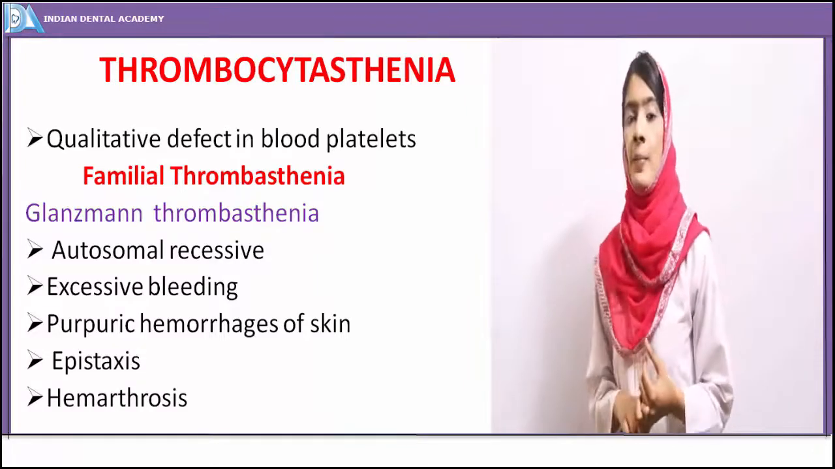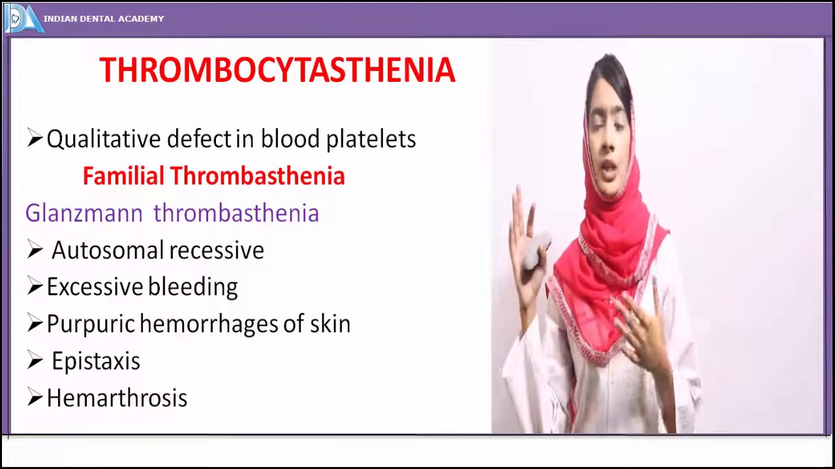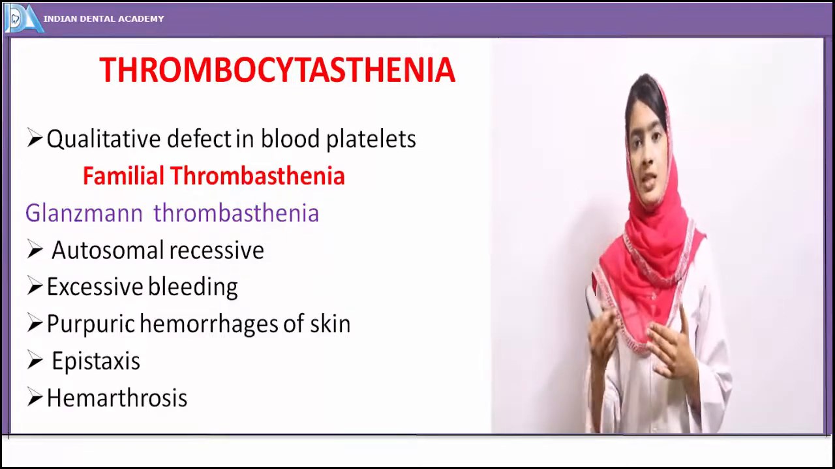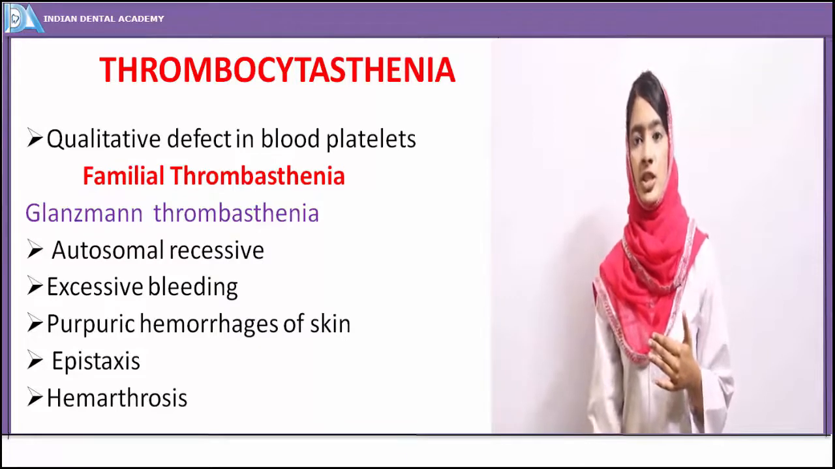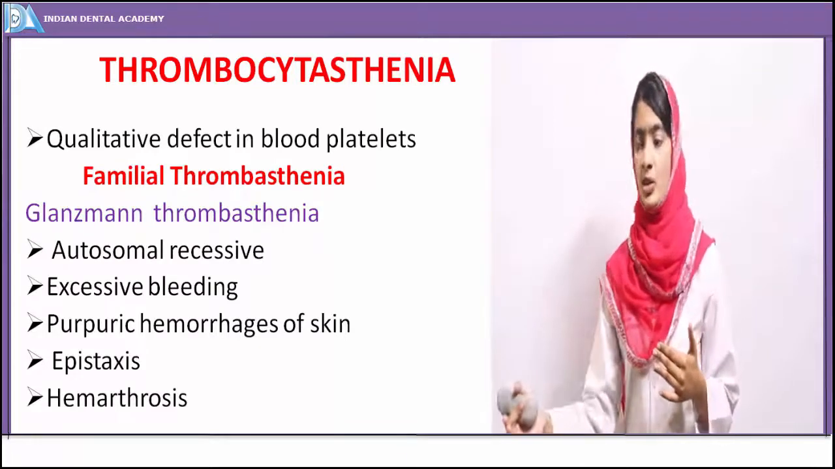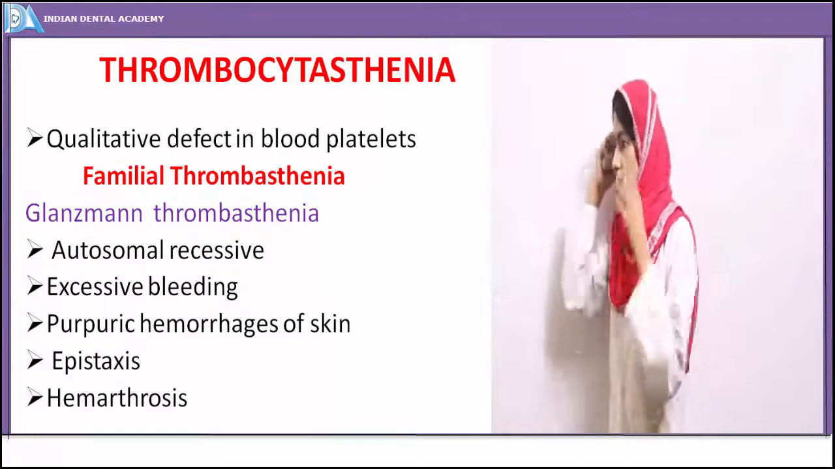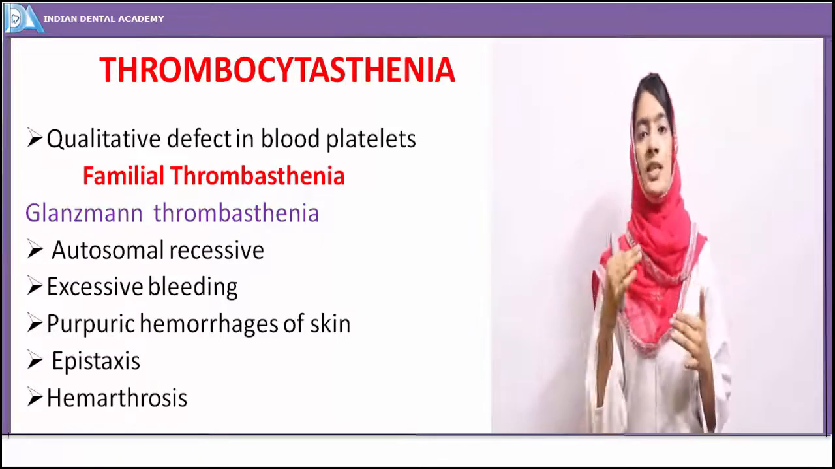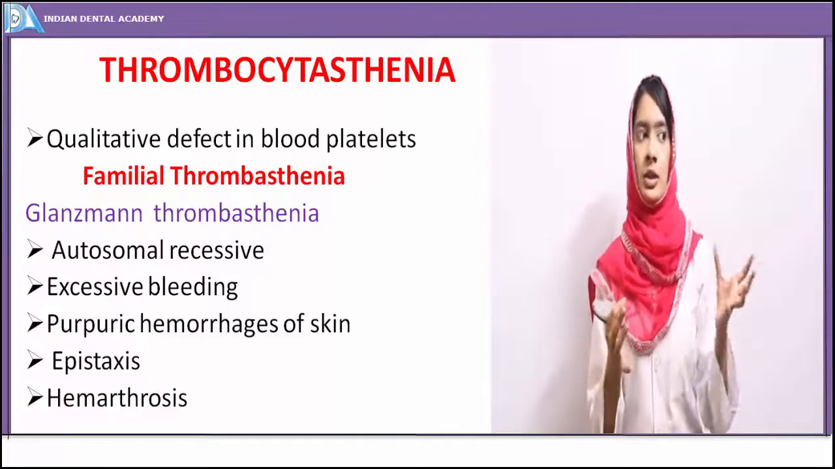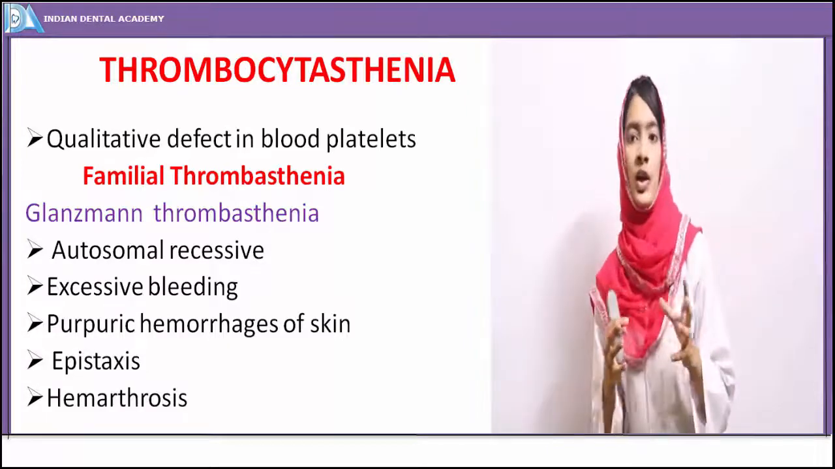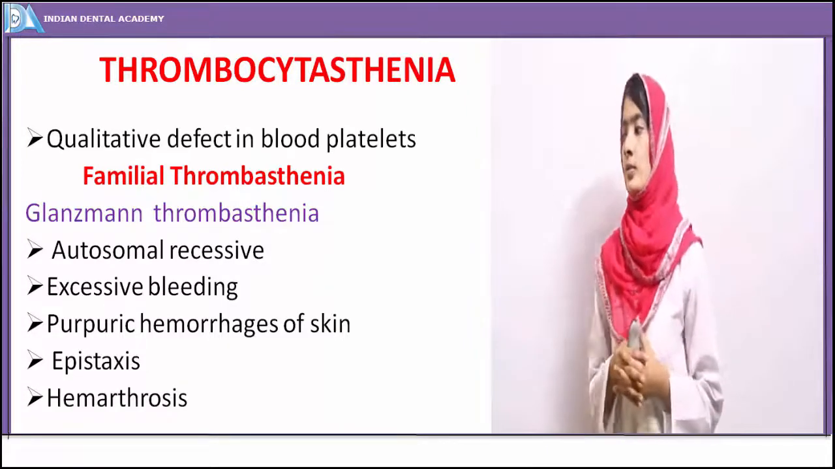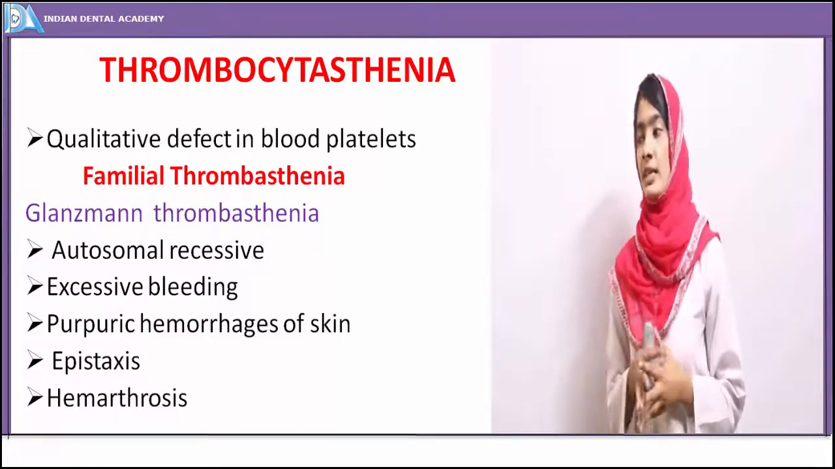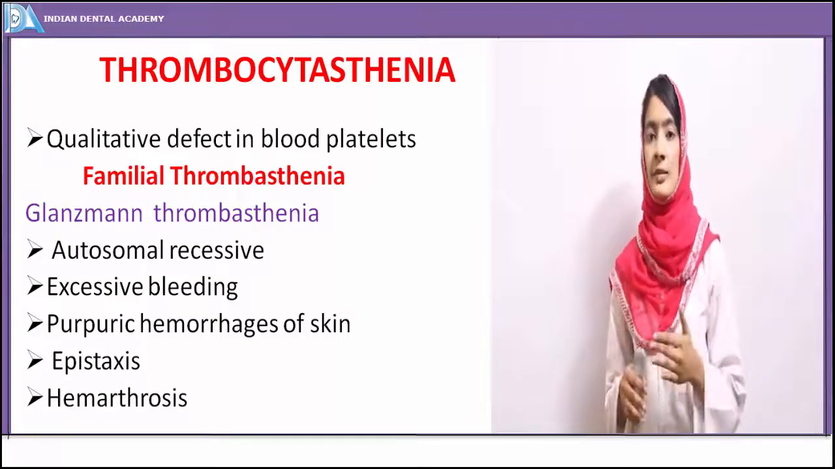Familial thrombasthenia. Familial thrombasthenia is nothing but a qualitative defect in blood platelets which is transmitted to the other generations. Familial is nothing but transmission. So it is transmitted in an autosomal recessive pattern. So the individuals or siblings show the effect of this disease, an autosomal recessive disease, thrombasthenia. Okay, siblings may be affected.